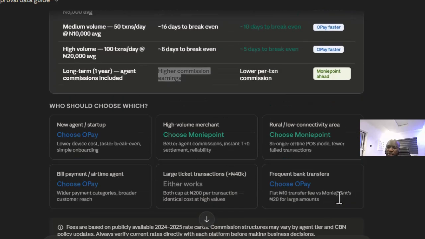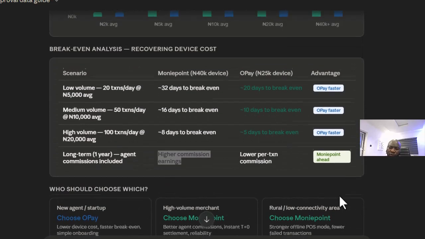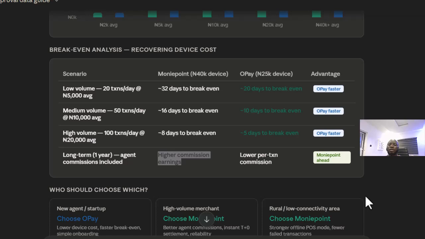So you can do your research, you reach out to OPay support to confirm how much they are selling their POS, and you can also reach out to Moniepoint as well to confirm how much the POS costs and the charges as well, because this data might not be up to date.